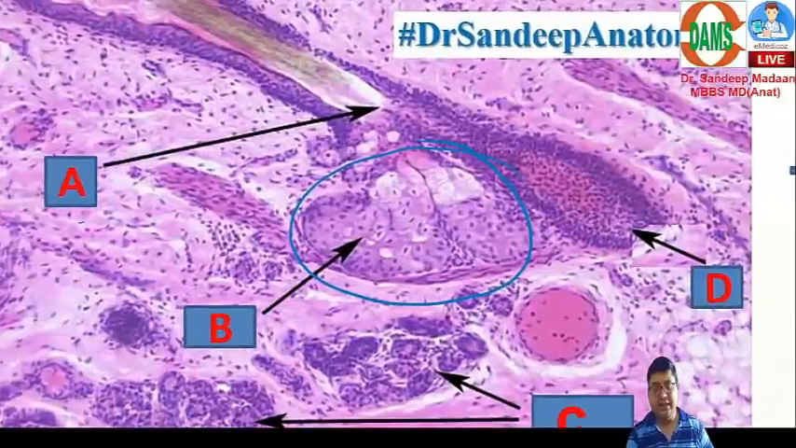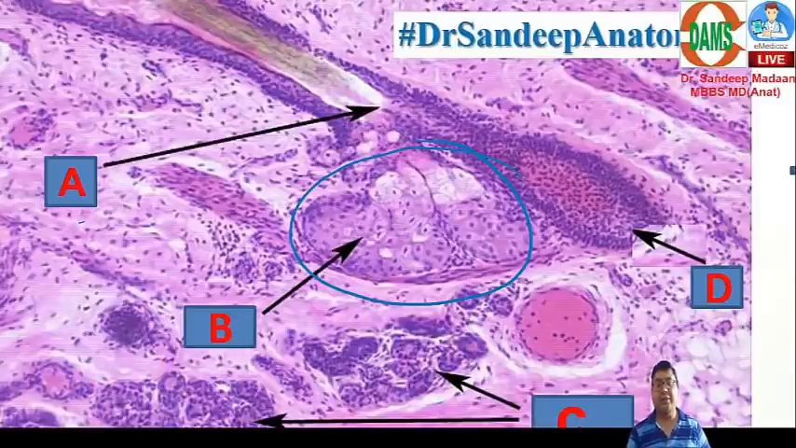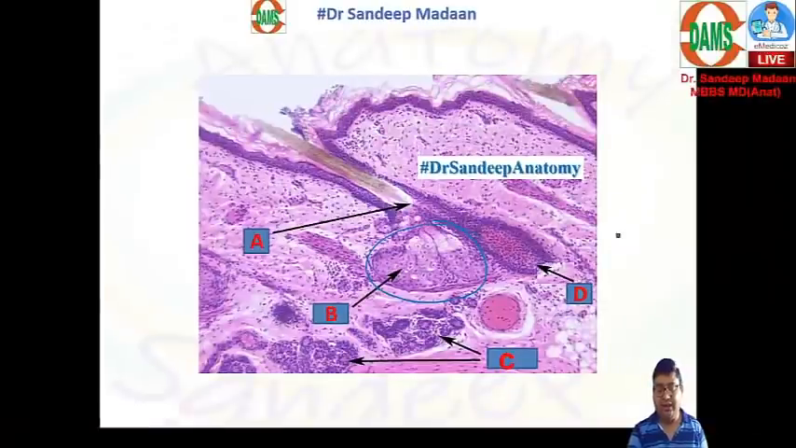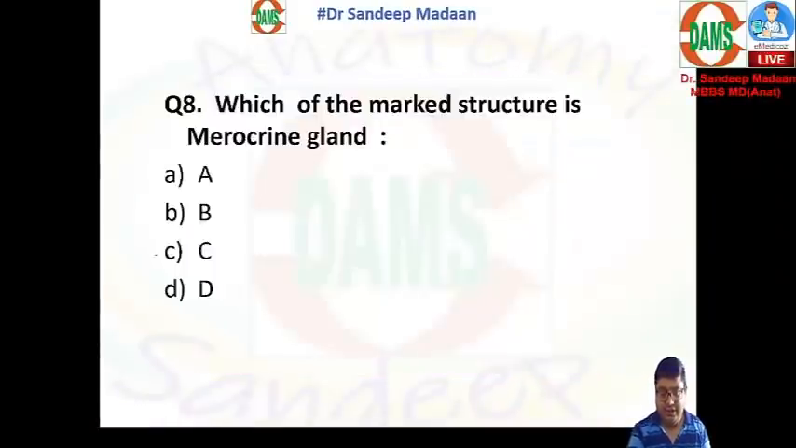Sebaceous gland is an example of a holocrine gland, but these are the sweat glands. These sweat glands are examples of what? That is the eccrine type of gland, or the merocrine gland. So the answer will be C. Okay, C is the merocrine gland here.